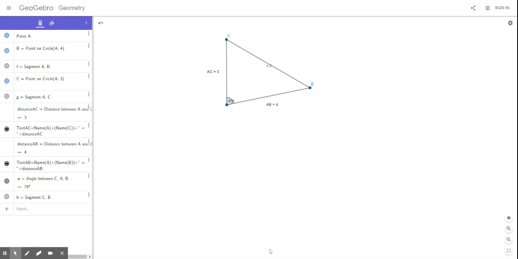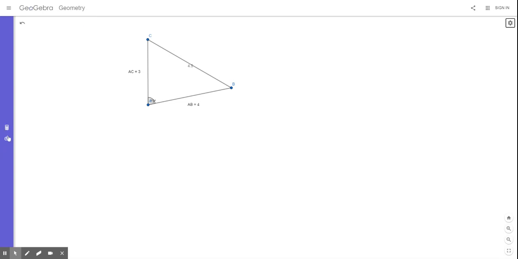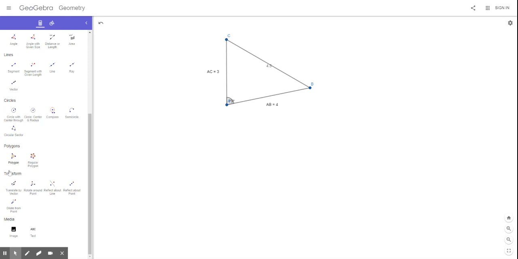4.5 squared is 20.25. So now a squared plus b squared is greater than c squared. That means if a squared plus b squared is bigger than c squared, it is an acute triangle.